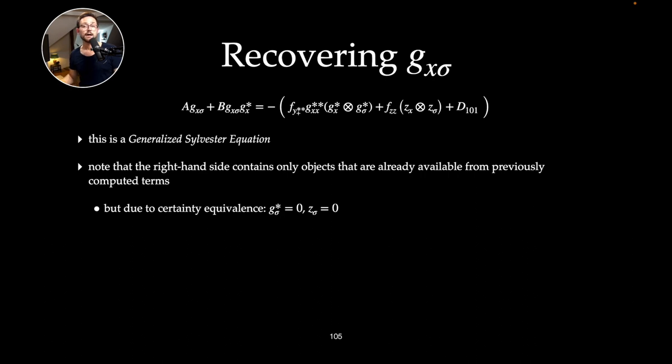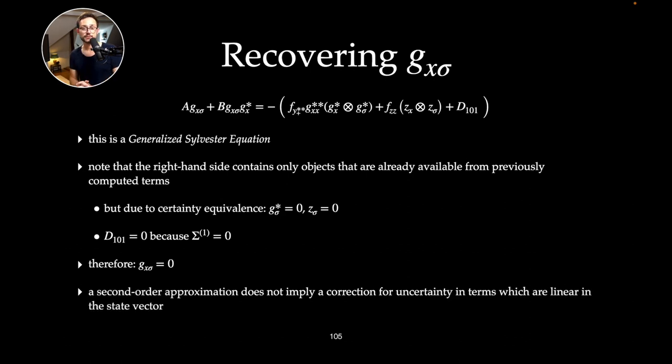first order. Of course, if you really have a close look here, G sigma is equal to 0 due to certainty equivalence, and so is Z sigma. And if you have a look into D11, there was the first moment, which is by definition 0, so D11 is also 0. So the right-hand side is equal to 0, and basically I have a homogeneous generalized Sylvester equation, which means GX sigma will be 0. So a second-order approximation does not imply a correction for uncertainty in terms that are linear in the state vector. So I still have not broken with certainty equivalence.